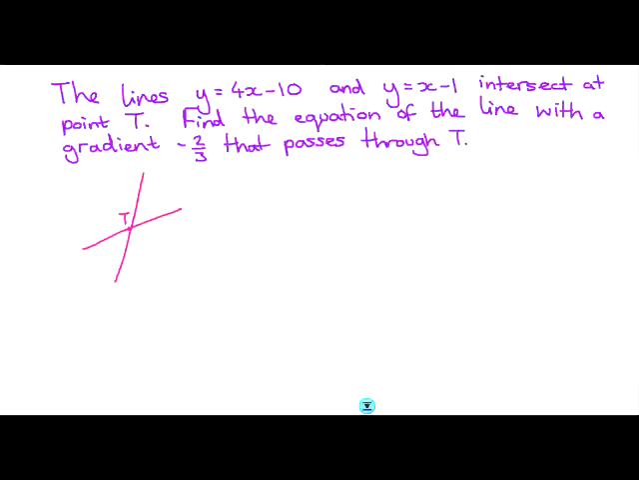So let's do that. They're both equal to y, so we can just put them equal to each other straight away. And as soon as you've done this, you then need to think about solving. So 3x here is equal to 9, and x is equal to 3. So basically what this means is where these two meet, the x is 3. Now we need to find the y coordinate.